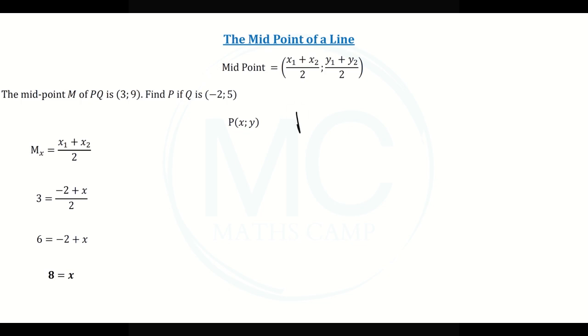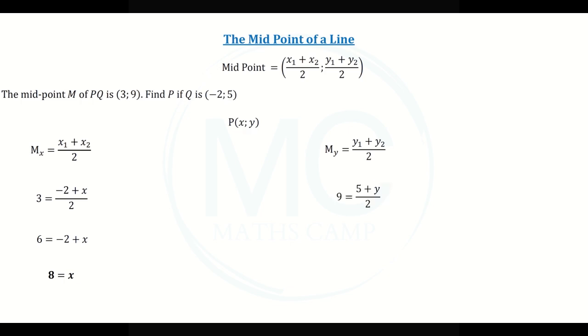We know that the y-coordinate of midpoint M is equal to the y-coordinate of point 1 plus the y-coordinate of point 2 all over 2. The y-coordinate of point M is 9. We make this equal to the y-coordinate of our first point, which is 5, plus the y-coordinate of P, which is simply y, all over 2. And now we can solve for y.